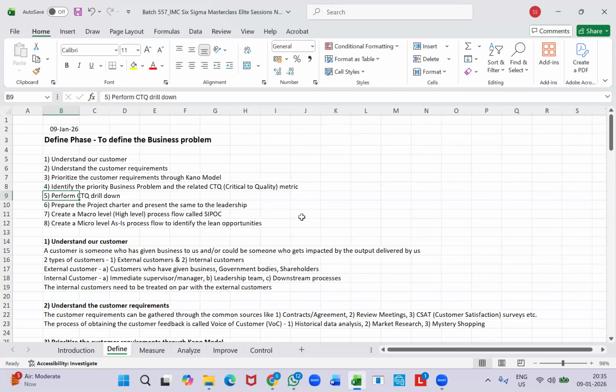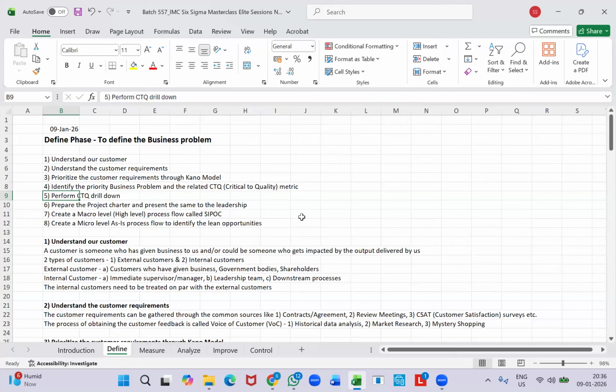So there could be a few sub-process areas which might be pulling down the overall process performance. So when we perform the CTQ drill down exercise, the idea is to identify those sub-process areas which are actually pulling down the overall process performance, so that I would be able to focus on these sub-process areas for necessary improvement as part of the Six Sigma project.